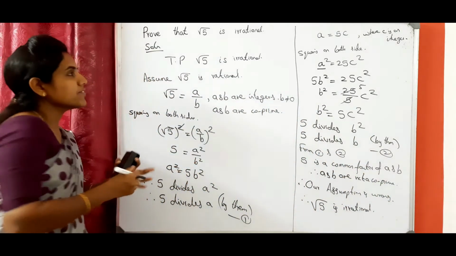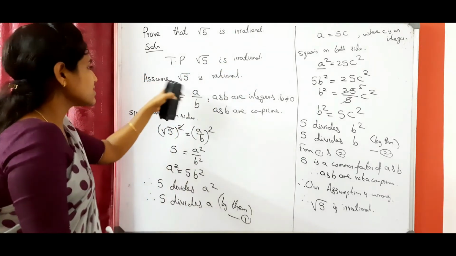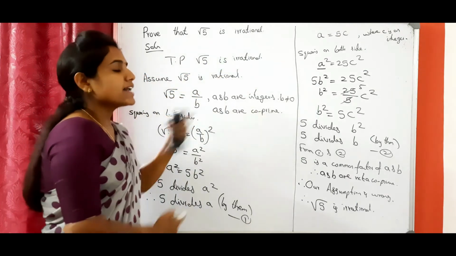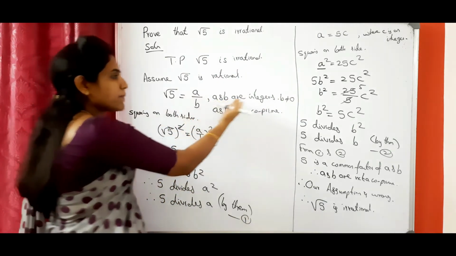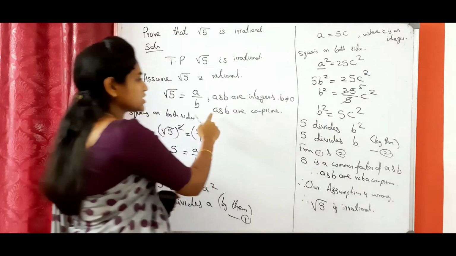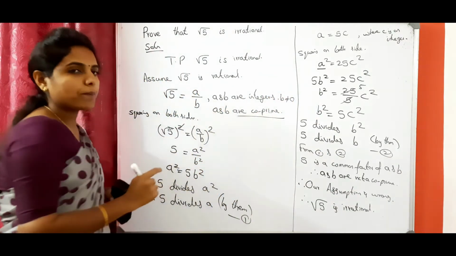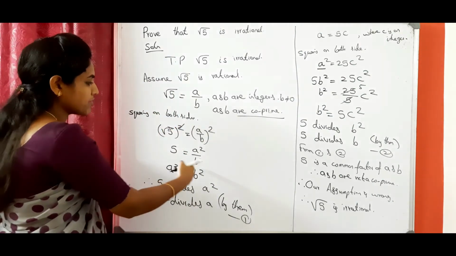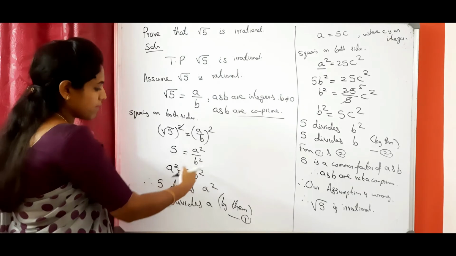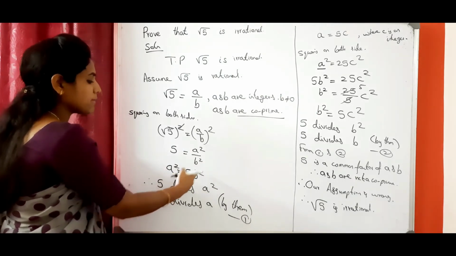Very easy only. We need to prove that root 5 is irrational. First I am assuming, suppose root 5 is rational. Rational means what is the condition? It is of the form A by B, where A and B are integers, B not equal to 0, and A and B are co-prime. This condition is very important. Next, squaring on both sides, we can eliminate the root: 5 equals A square by B square. Cross multiplying, A square equals 5B square.